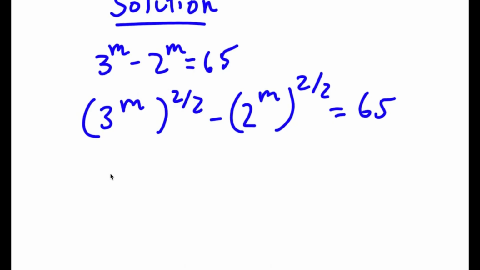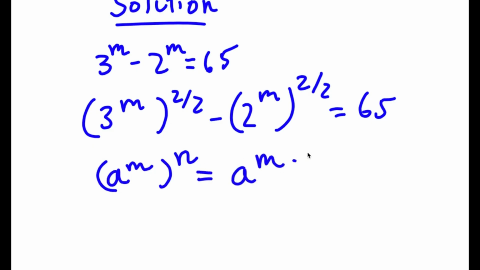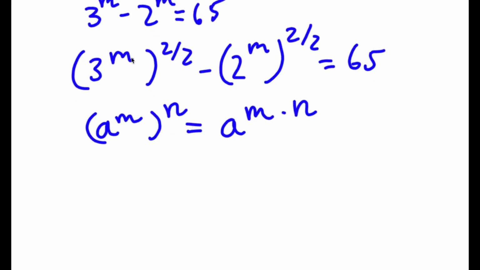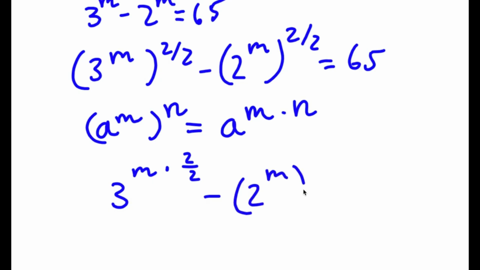So now, if I have something in the form a to the power of m to the power of n, this is equal to a to the power of m times n. So 3 to the power of m to the power of 2 over 2, this would equal 3 to the power of m times 2 over 2, minus 2 to the power of m to the power of 2 over 2 is equal to 65.